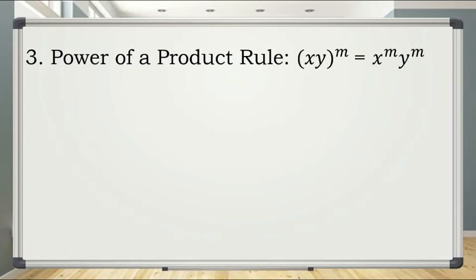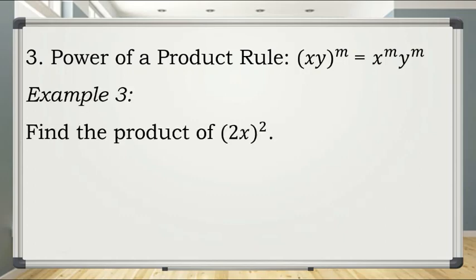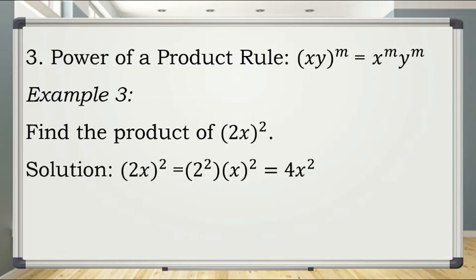Power of a product rule. Sa power of a product rule, didistribute nyo lang yung exponent sa bawat base. Example, find the product of 2x quantity squared. Yung 2 na exponent ay i-distribute sa 2 at sa x. So simplify, 2 squared will become 4 and x quantity squared is x squared. So we have 4x squared.